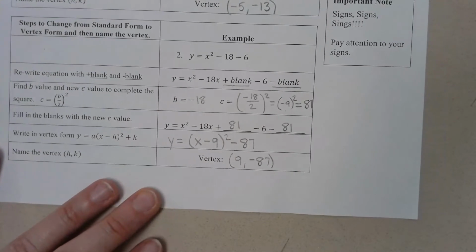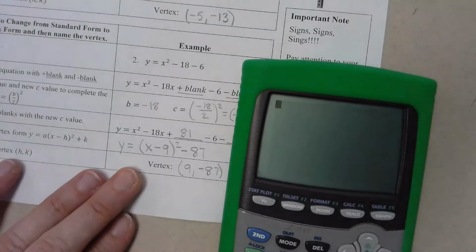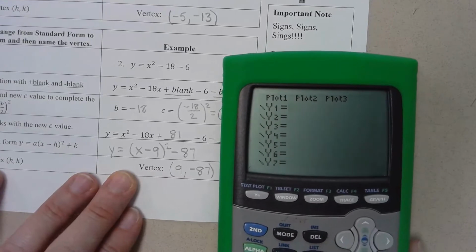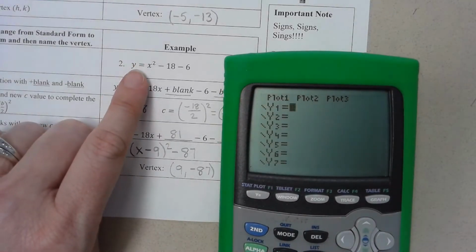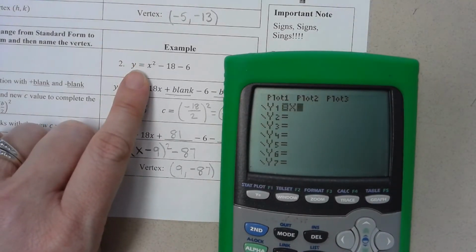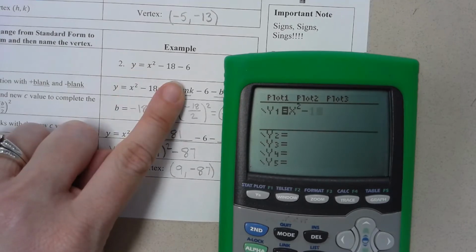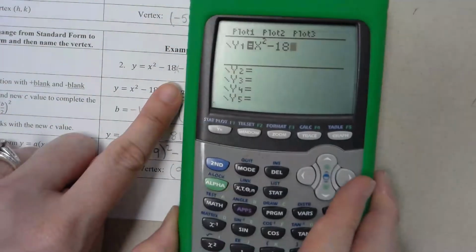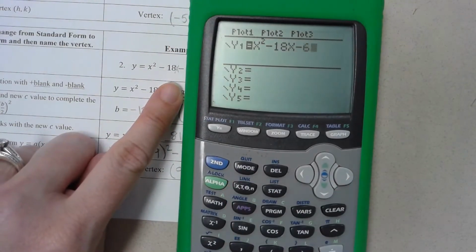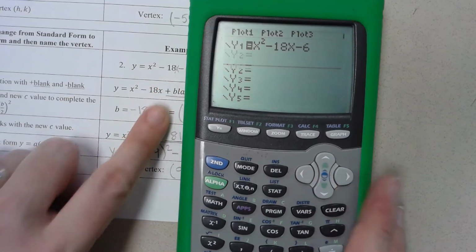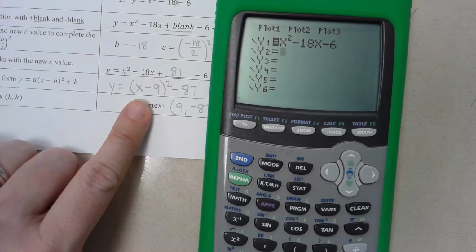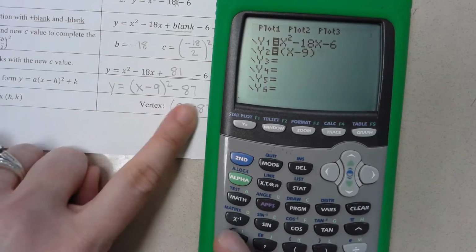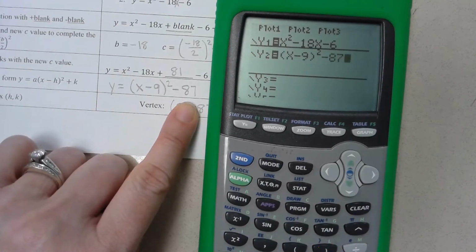We can check that in the calculator using our table. So let's do that real quick with this second example. If you press y equals and type your equation that's in standard form, so x squared minus, I just realized that's supposed to be minus 18x minus 6. That's our standard form. Let's go ahead and type the vertex form in as well for y2. x minus 9, quantity squared, minus 87.